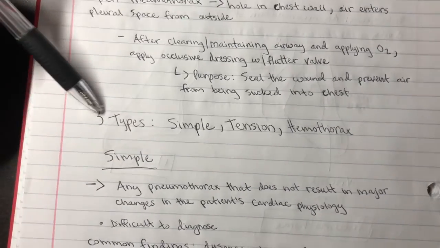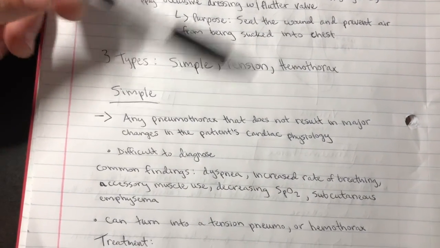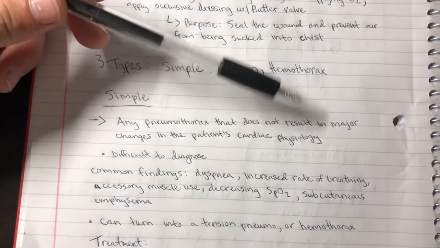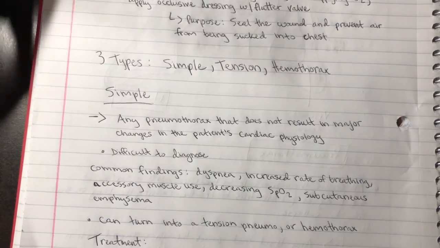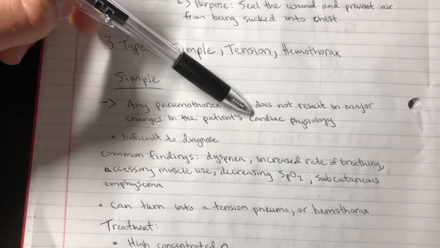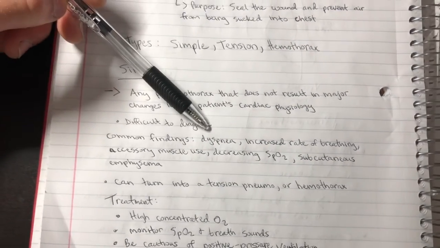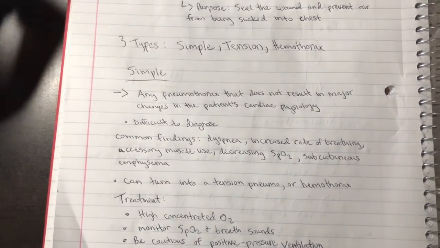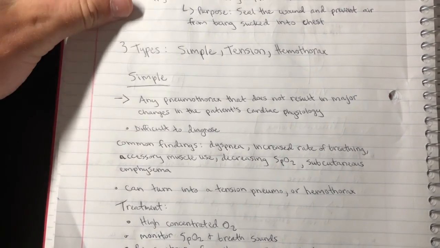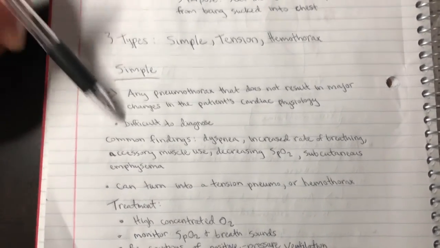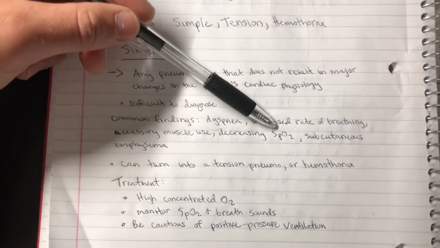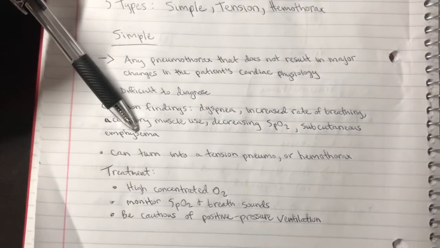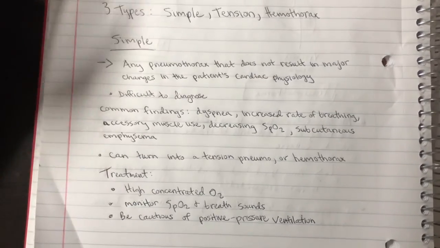So there are three types of pneumothorax overall. Like I was saying before, there's a simple pneumothorax, and that's any pneumothorax that does not result in any major changes in the patient's cardiac physiology, so no change in vitals and things like that. If there is no change, it's hard to diagnose, but some common findings are dyspnea, difficulty breathing, and increased rate of breathing. Say a patient is breathing at 25 or 30 breaths per minute, that would be a sign. Others are accessory muscle use, decreasing oxygen saturation, and subcutaneous emphysema, which is a crackling sensation when you palpate the skin, which means there's air under the skin.